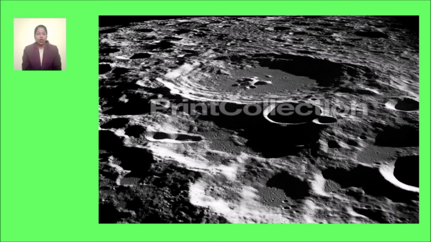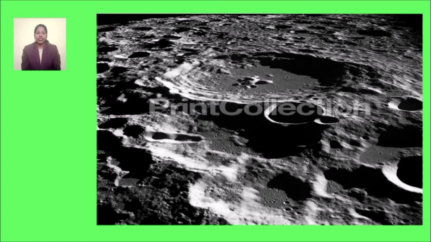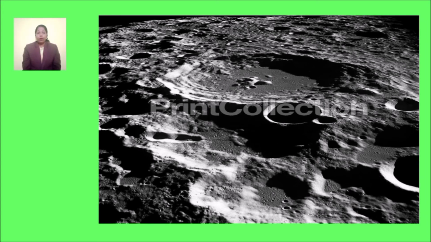And the moon does not have its own light, but it looks bright. Why? Because it reflects the light of the sun. What is reflect? Reflect means to send back light from the sun. The sun's light falls on the moon and it looks bright to us. Now let's study about the atmosphere of the moon. So the moon has no atmosphere.